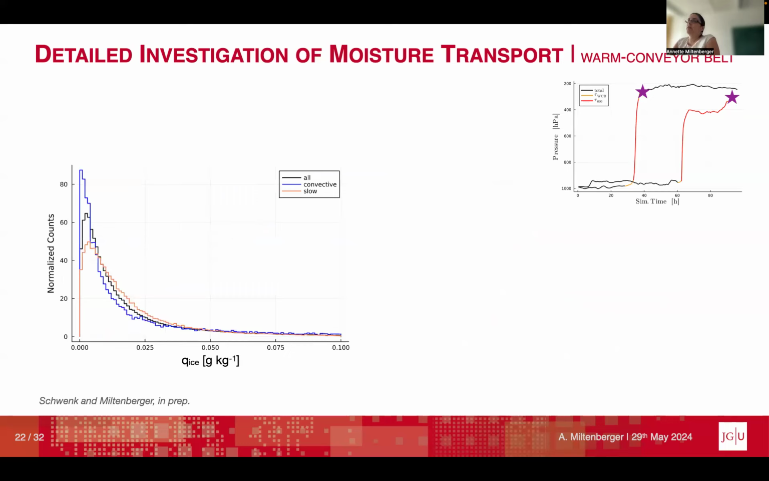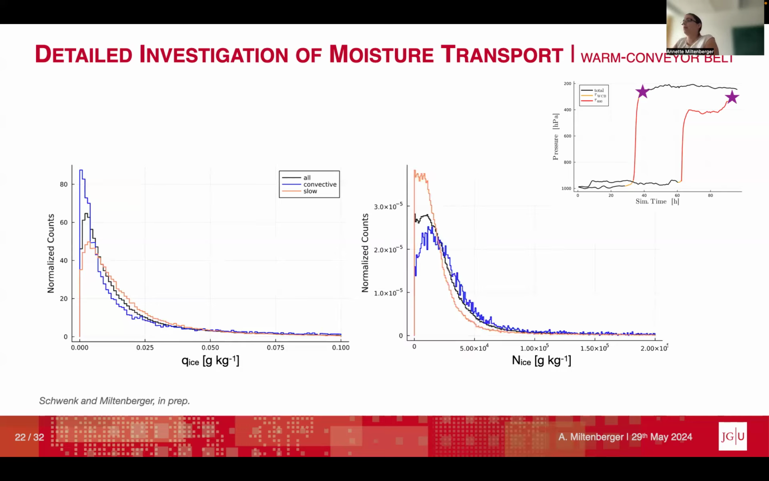So this is ice. So we see here that the slow ones transport a bit more mass to the UTLS compared to the convective trajectories. This goes very well along with this increased precipitation efficiency, a slight increase in precipitation efficiency that we did observe towards shorter ascent timescales. If you look at the ice crystal number concentration, which is of course of relevance for the further evolution of these cirrus clouds, we actually see the opposite. So the convective ones, they tend to have quite much larger ice crystal number concentrations compared to the slow ones.